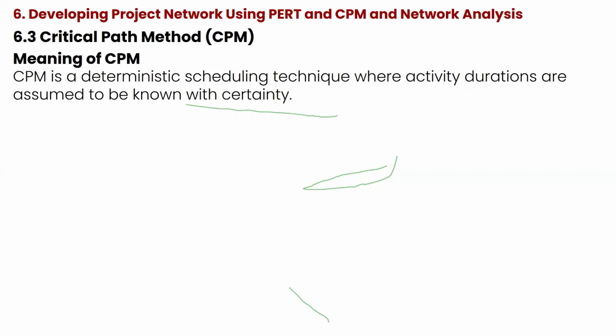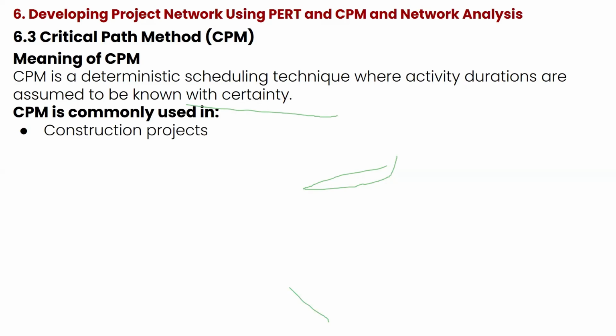Every activity within the project, we know the completion time. So CPM is a deterministic scheduling technique where activity durations are assumed to be known with certainty. CPM is commonly used in construction projects. So you begin to see the comparison now. And when we say construction, we have different classes, but I don't want to go there now.